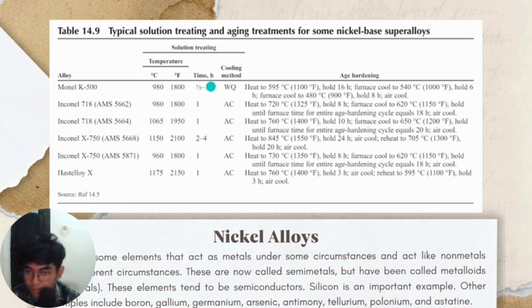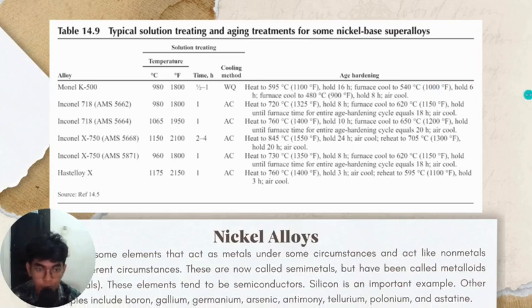Okay, here is the table with some examples of aging conditions for superalloys. We can pause the video if you want. The alloy is Monel K500, and here is the temperature, and here is the age hardening. We can pause the video. Okay, we go to the next slide.